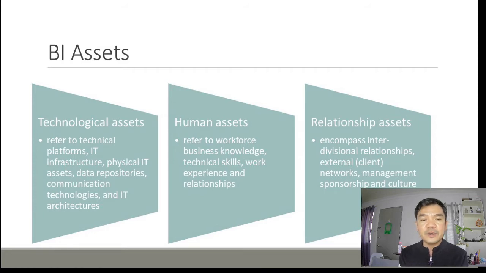On the other hand, the paper is also looking at the underlying assets that will support the process. This is a very common aspect, but there's something new here that I've introduced before: the relationship assets, which is about people. If you look at the business intelligence assets, they're looking at three major aspects: technological assets, human assets, and relationship assets. Technological assets refers to technical platforms, IT infrastructure, physical IT assets, data repositories, communication technologies, and IT architecture. So this is the technological aspect.